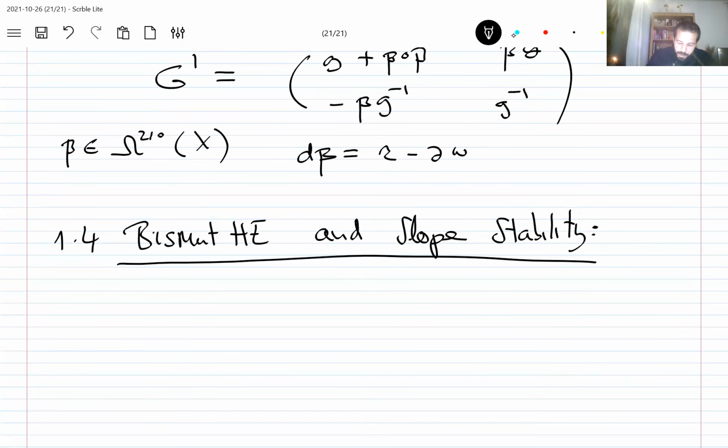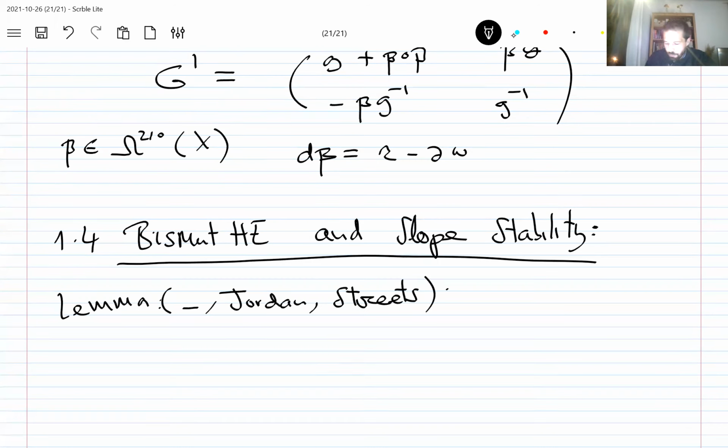So let me start by stating this result, and I will give you the proof because it's simple. Again, this is in our work. As I said, it essentially follows from this identity by Bismuth, even though he didn't write it down explicitly.